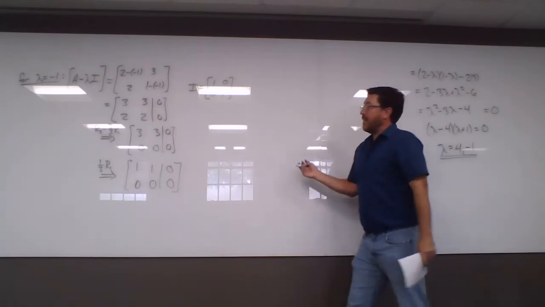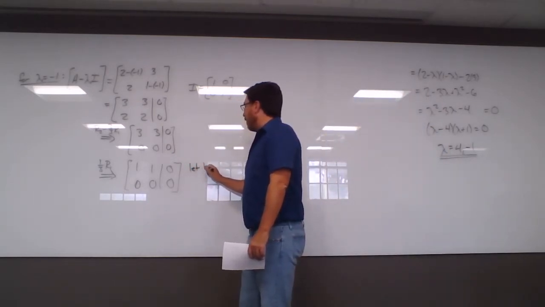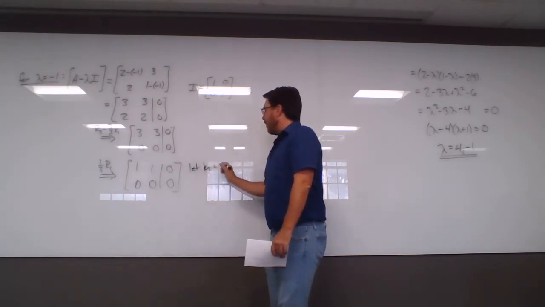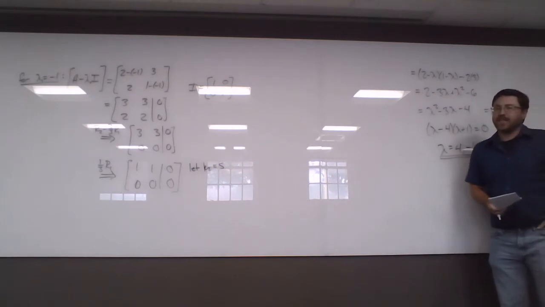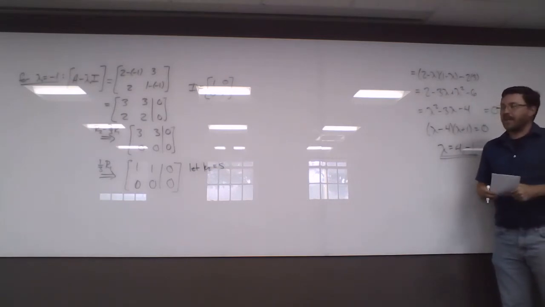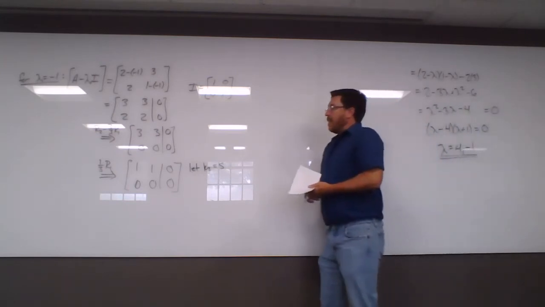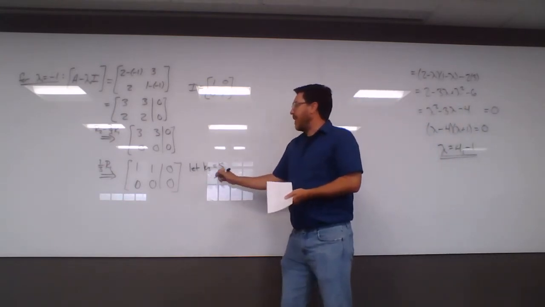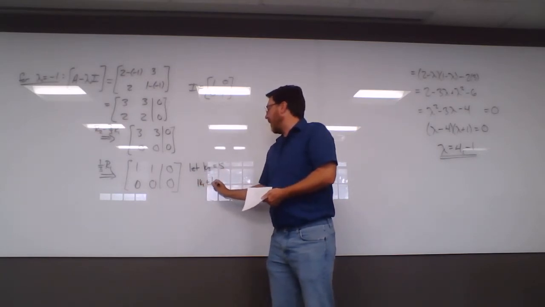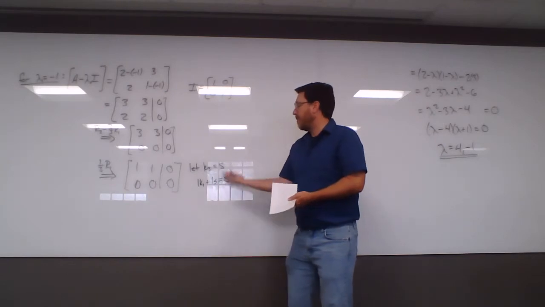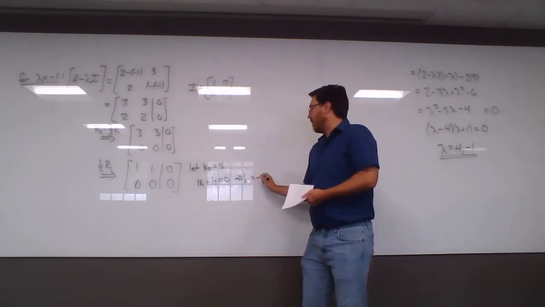But I'm just going to say we let k2 be equal to, I think in the book they use s. I don't necessarily like s's because they can look like fives and things like that, but I'll stick with that. So if I let k2 be equal to s, that means 1 k1 plus 1 s is equal to 0, so k1 must be equal to negative s.